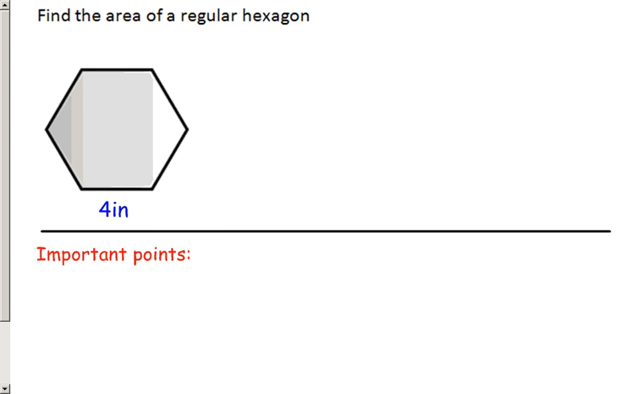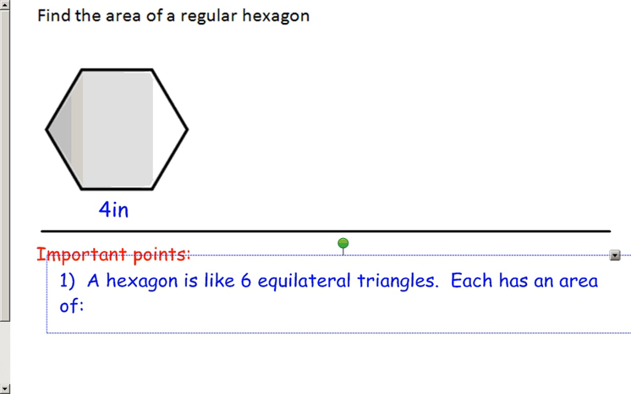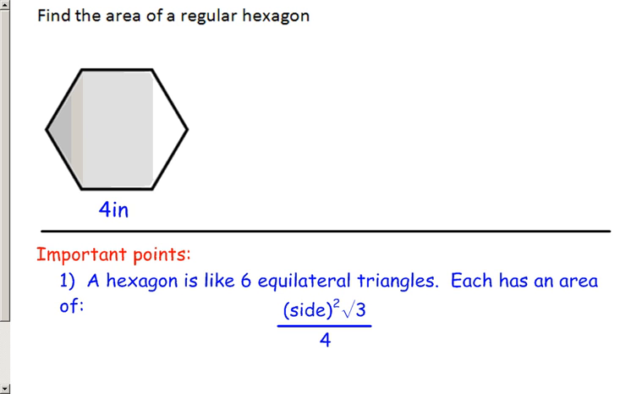The area of a regular hexagon. The important thing to remember about this one is that a hexagon is like 6 equilateral triangles, each one having an area of side squared root 3 over 4. So when I break this thing down, it breaks down into 6 equilateral triangles. Each one has an area of side squared root 3 over 4, and the side is 4.